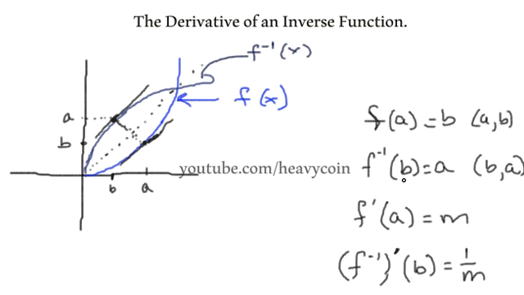So the idea here is they're going to be giving us b. We need to find a. Once we find a, we can take the derivative of the function they're going to give us and get out m, and then we just take the reciprocal. Okay, they're going to give us b. We're going to have to find a, plug a in the derivative, get the derivative, and then take the reciprocal. That's all we have to do.